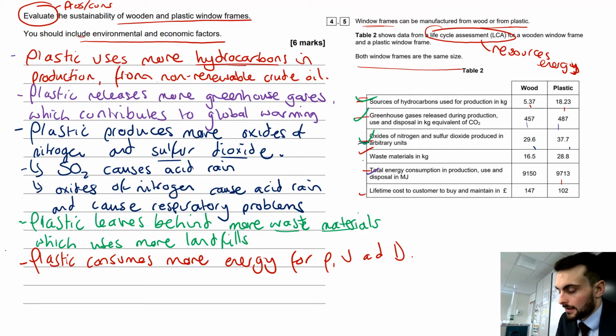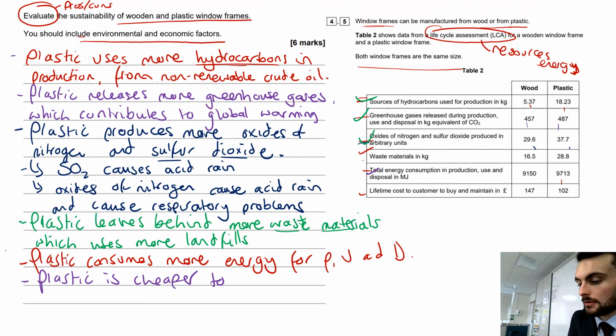Done. And then the last one, lifetime cost to the customer to buy and maintain. So the wood will stay on the focus of plastic. So plastic is cheaper to maintain and for customers to buy.